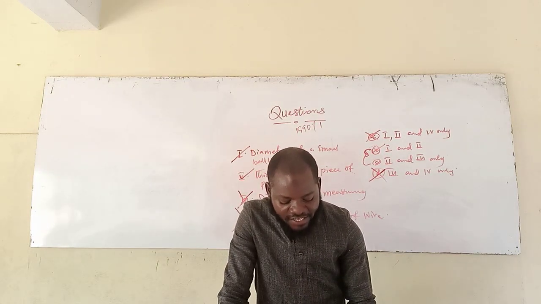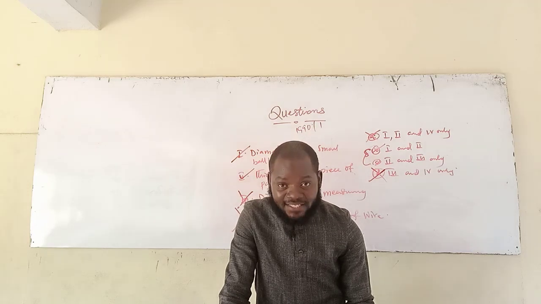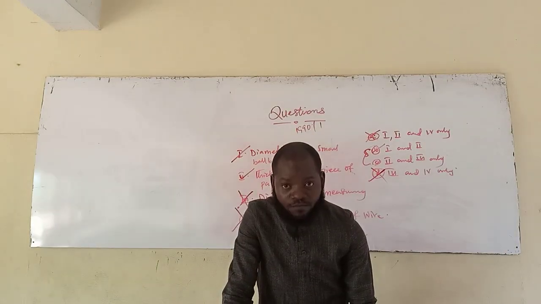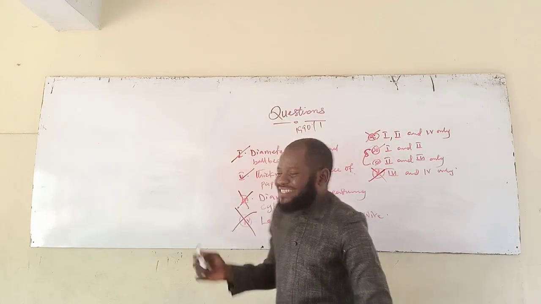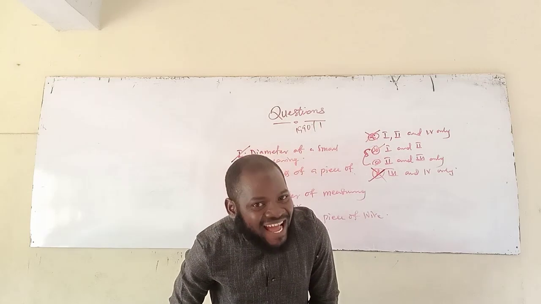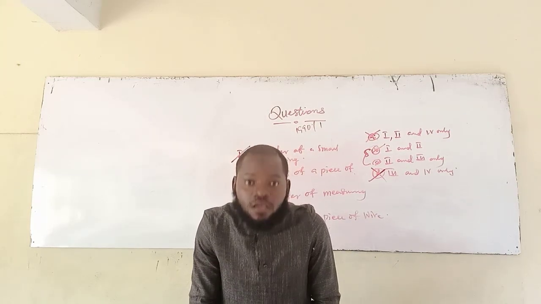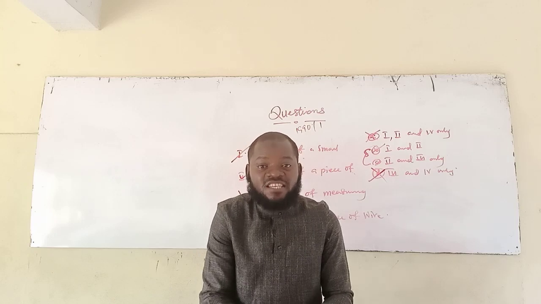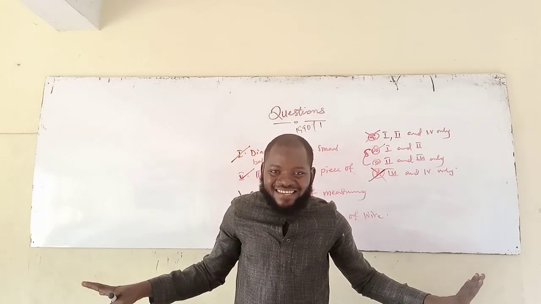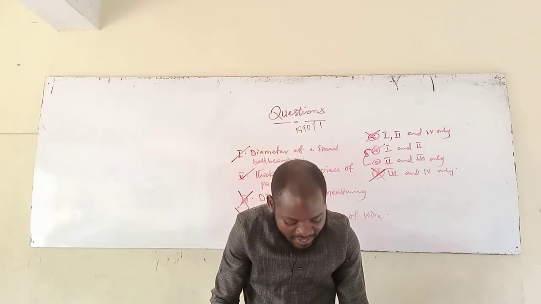1978, number 10. The question says, to determine the weight of an object, you could use... remember, weight is not mass. What are you using to determine weight? Class, thank you. Spring balance. So if spring balance is not in this option, then it means none of the answers is correct. Is that taken out? So let's listen.